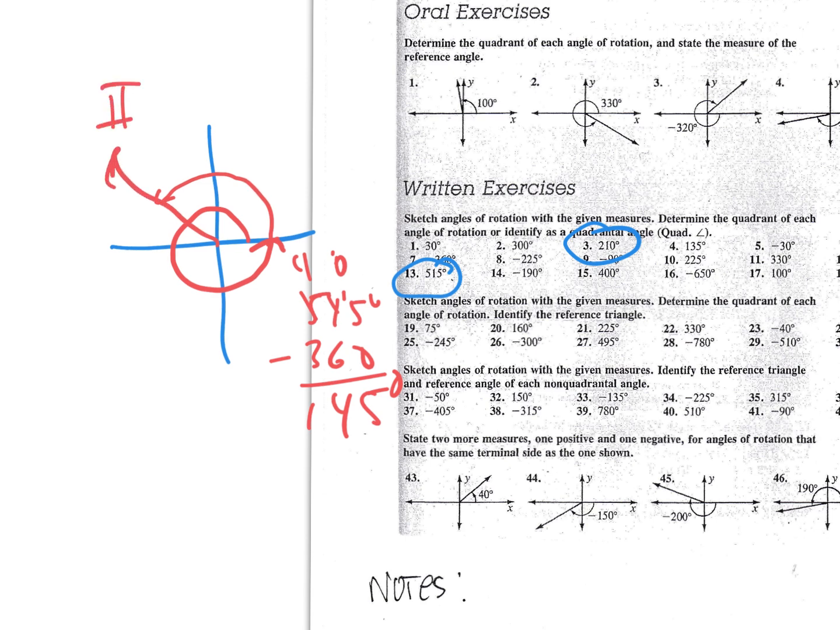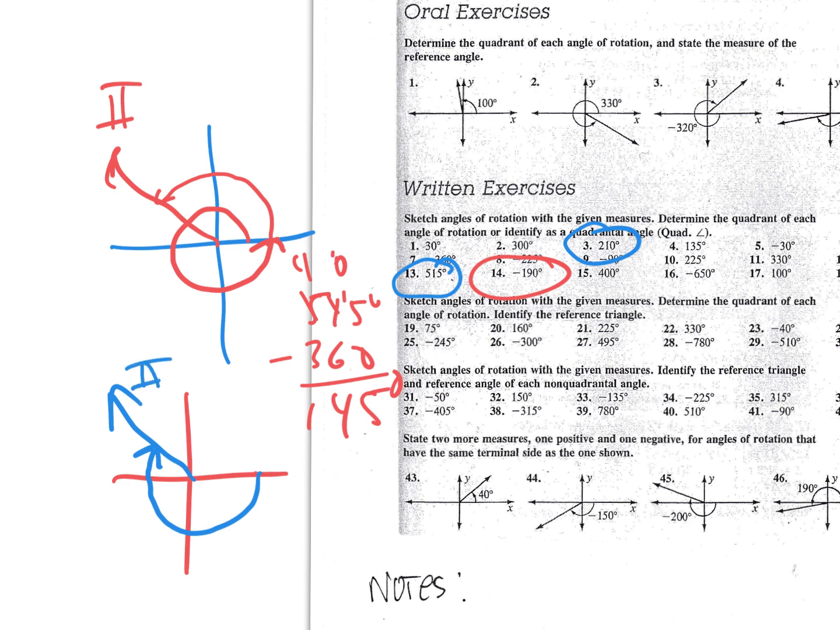See where I kept going. How about we do a negative angular rotation? We haven't done that yet. How about negative 190? I'm going to start here. There's negative 90, negative 180, negative 190. So that's going to land in quadrant 2. And I guess that's all we need to talk about for now.